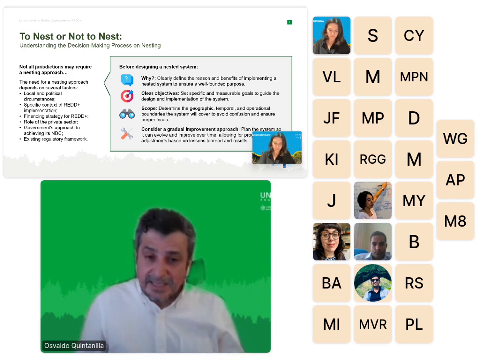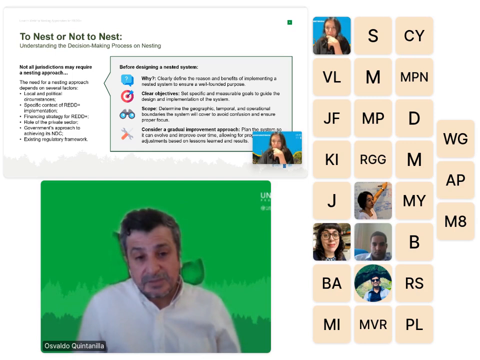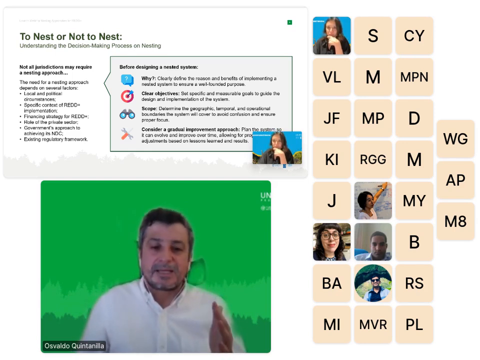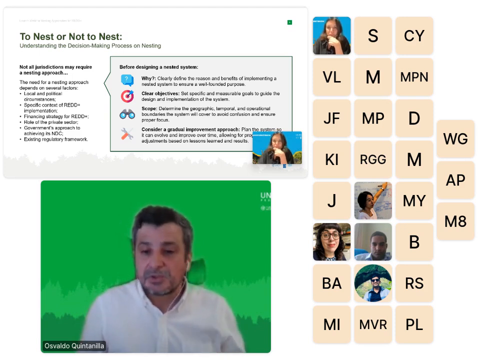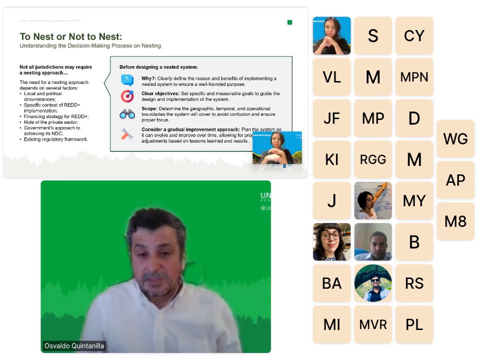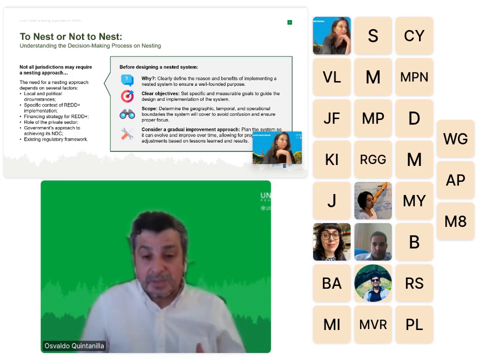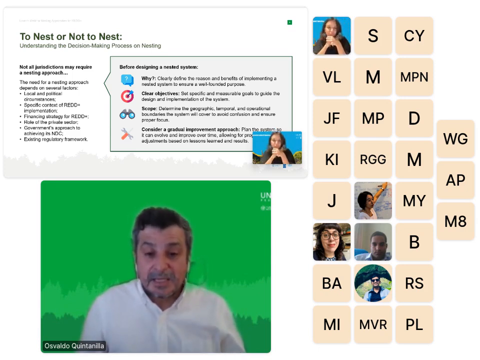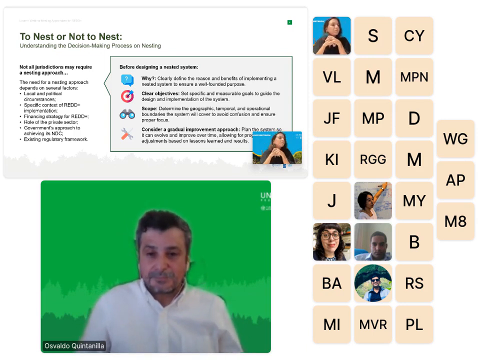Before designing a nested system, it is important to start with a clear understanding of why you are implementing it. Define the purpose and the benefit you hope to achieve. Next, set specific and measurable objectives to guide both design and implementation phases. Carefully determine the scope by establishing the geographic, temporal, and operational boundaries of the system, which will help maintain clarity and focus. And finally, consider adopting a gradual improvement approach. Plan for the system to evolve and improve over time, making adjustments based on lessons learned.